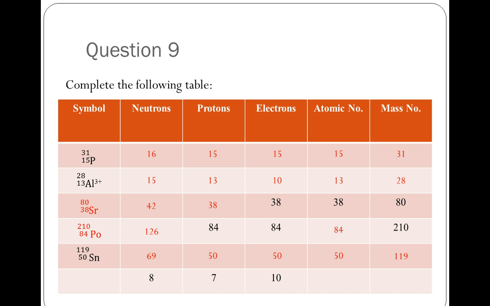Your last row in this table would just be, remember your atomic number is 7 because the number of protons is 7, and your mass number would just be the neutrons plus protons, or simply 15. And if you look it up in the periodic table, the element with 7 protons and 8 neutrons is nitrogen.